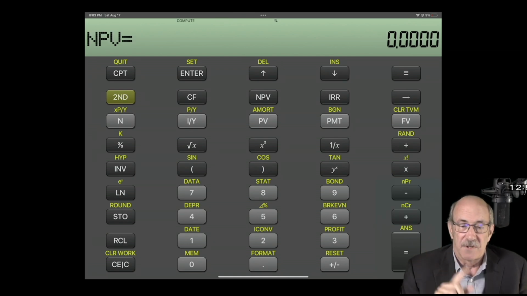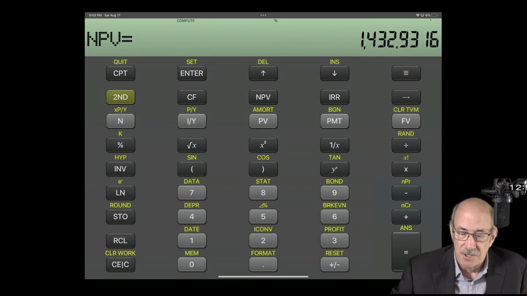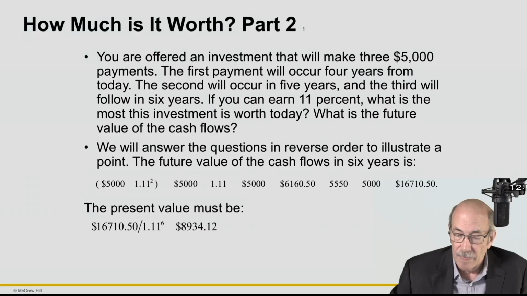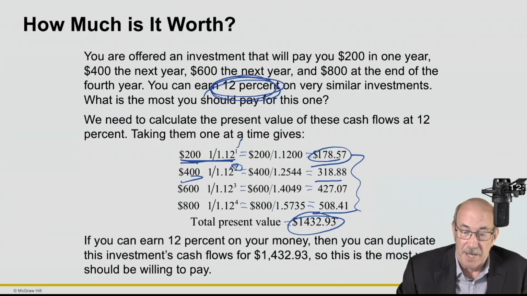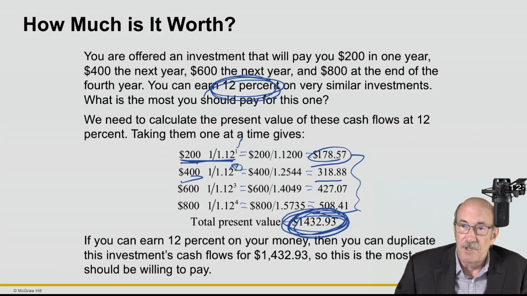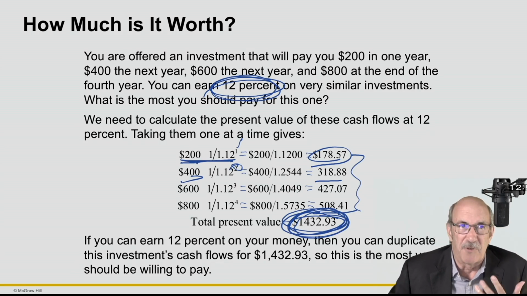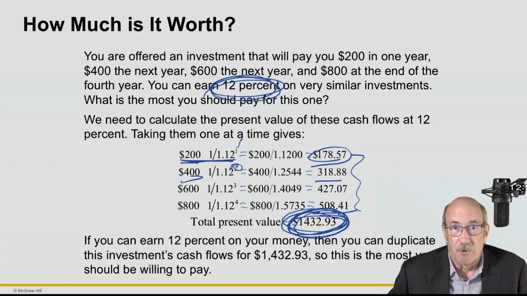And now I still have to, just like we did last time, hit the compute button, the CPT button. And there we go, 1432.93 is the value of that cash flow. And if we go back here, there's our 1432.93. So yes, indeed, that did work. So practice these things. Stop the video, get your calculator out, go through this same series of steps, and if you get the wrong answer, go back and look at the video again.